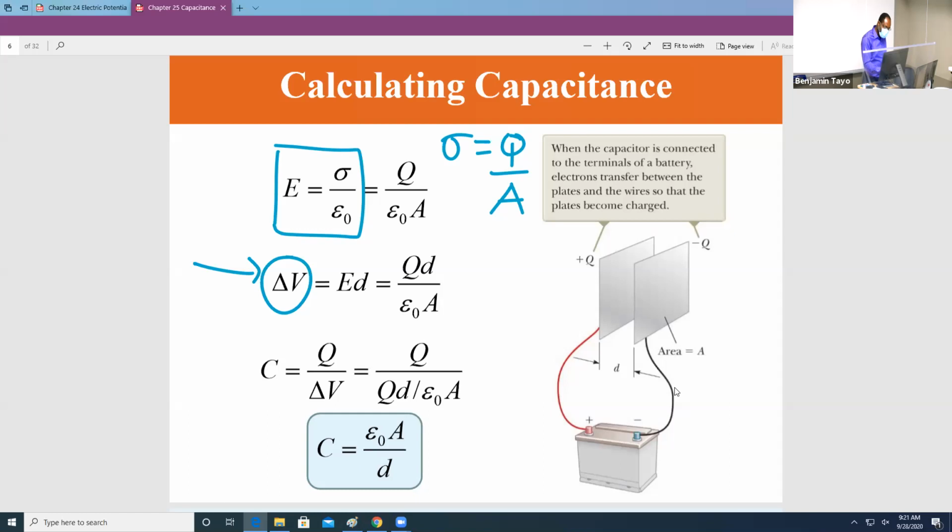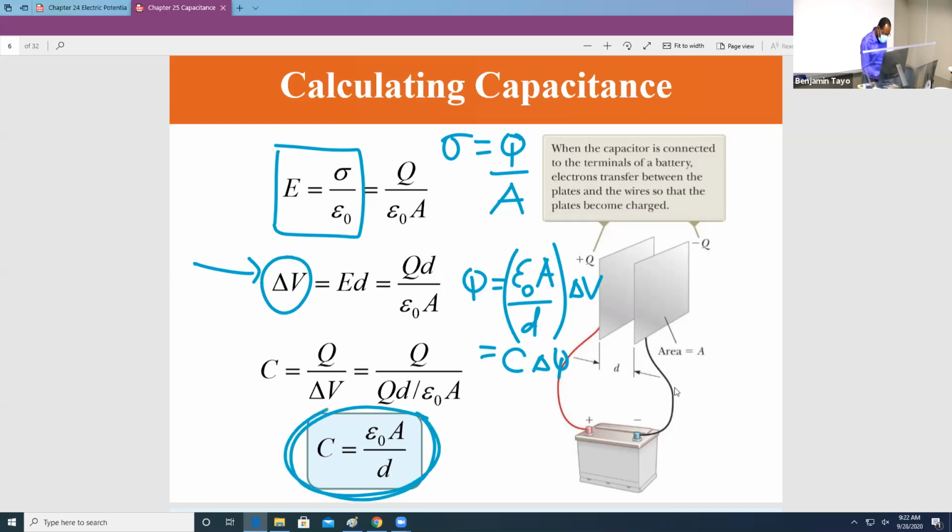And then using this, you can write this equation. So from this equation here, you can say that Q is equal to epsilon naught A over D, all of that times delta V. So notice that we can write this as Q equals C times delta V, where C is all of this quantity here. And this quantity is called the capacitance.